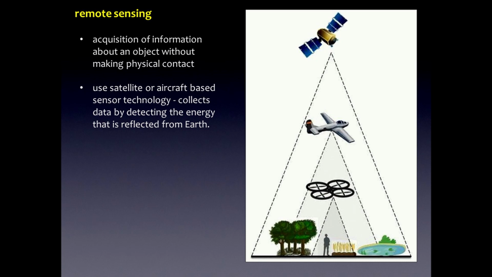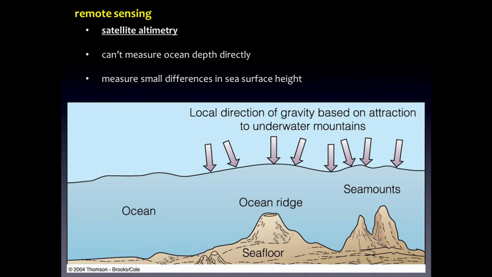So for example, anyone who flies a drone and takes pictures with a drone is using a form of remote sensing. You're looking at the earth from above, but the thing that's taking the picture isn't in direct contact with the earth. Airplanes can do the same thing, and even now we have satellites that have sensors aboard and can collect data from energy that is reflected from the earth. We're not going to worry about drones, we're not going to worry about information collected by airplanes, but we're going to look at a form of remote sensing known as satellite altimetry.